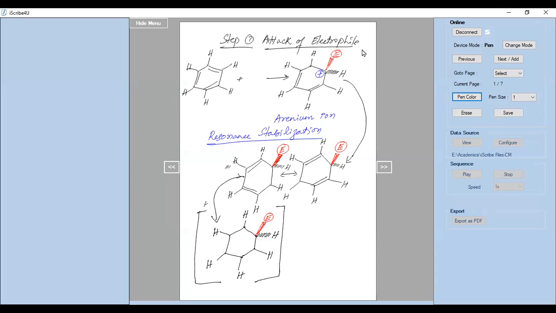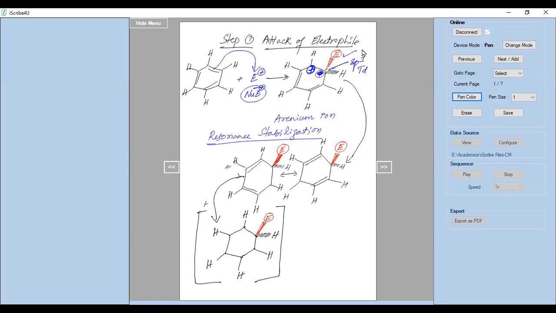Okay. The first step is the attack of the electrophile. The electrophile is actually part of a molecule which has two parts, a negative nucleophilic part and a positive part. This positive part will attack the ring first, then it undergoes substitution like this. As a result of that, carbon atom 1 loses one pi electron. As a result, it gets a positive charge. Then this will be an sp3 hybridized carbon atom. This will be in tetrahedral shape.